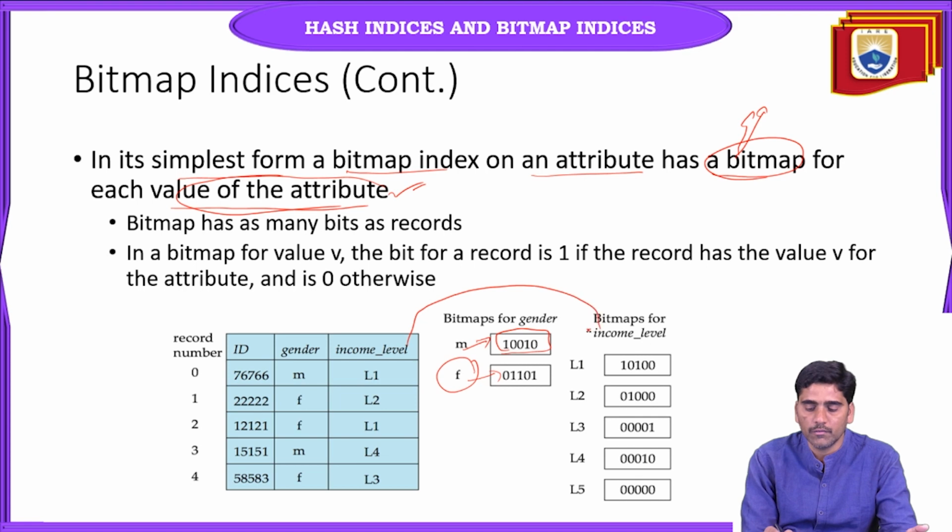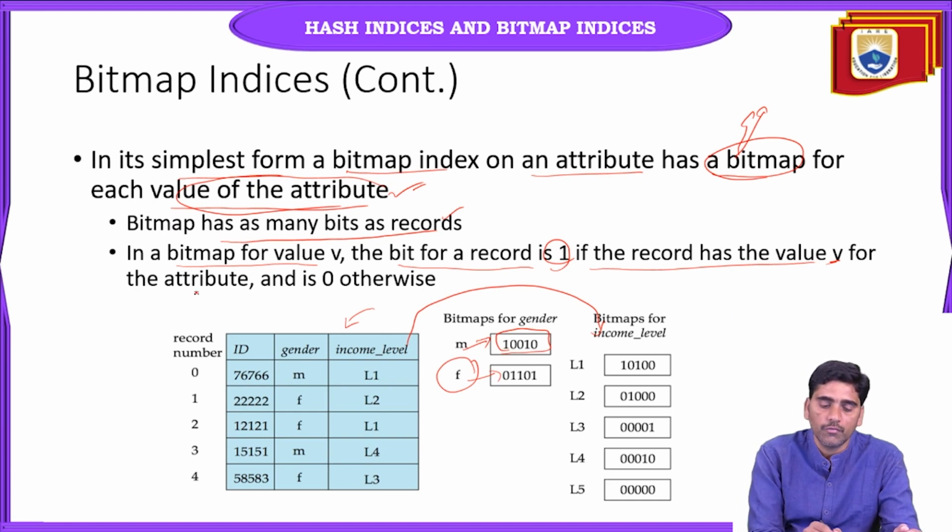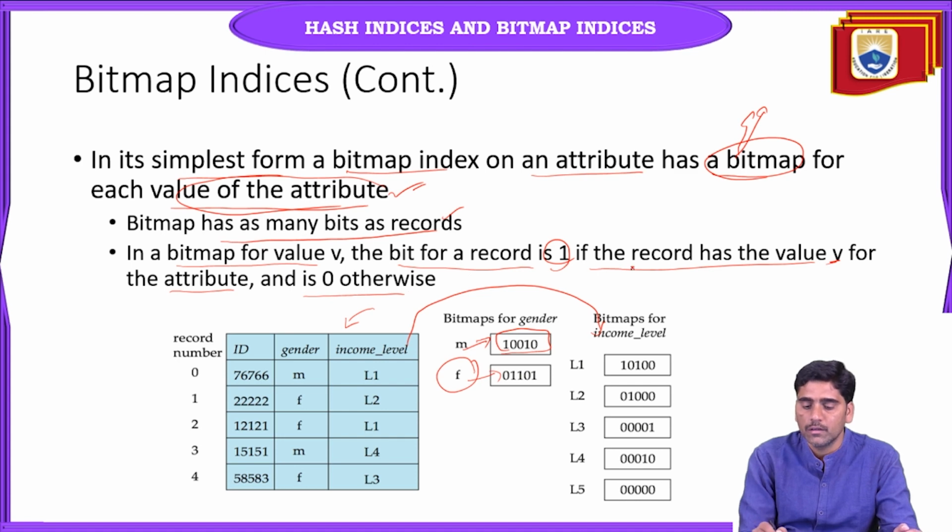Here income level is added based on the bitmaps, so we can create bitmaps for income level, and the income level is added in the table. A bitmap has as many bits as records. In a bitmap for value v, the bit for a record is 1 if the record has the value v for the attribute, and it is 0 otherwise. That means the bit is 1 if the record contains the value; if it doesn't contain the value, it indicates 0.